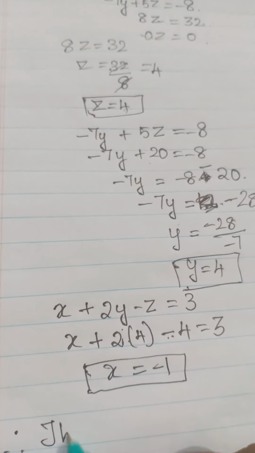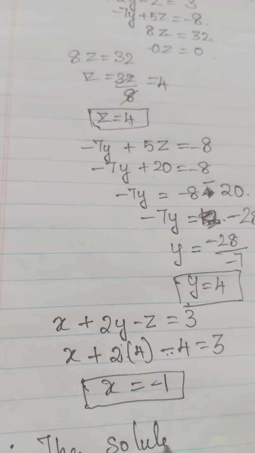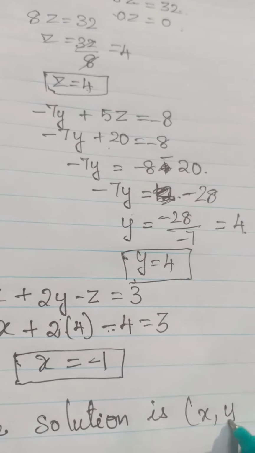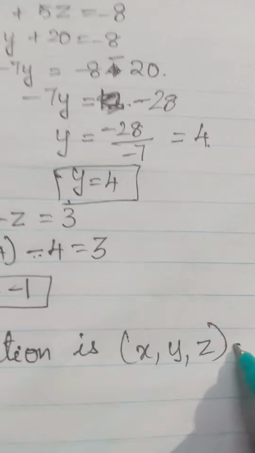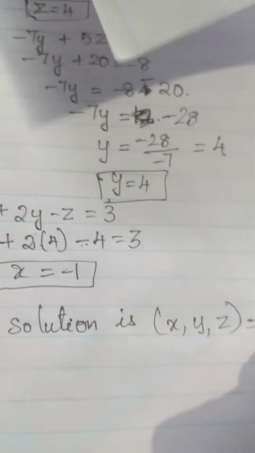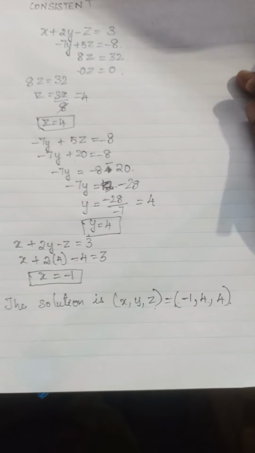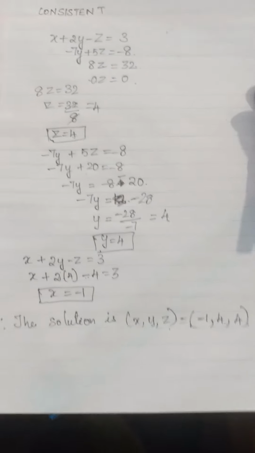Therefore, the solution is x comma y comma z is equal to minus 1 comma 4 comma 4. To verify, if you substitute these values in any of the 4 given equations, the equation will get satisfied. So we can come to know that our answer is right. This is how we have to find out the solution using the Gauss elimination method.